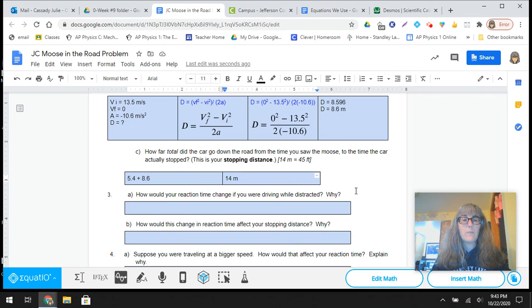So in question 3, how would your reaction change if you were driving while distracted? So if your friend sends you a Snapchat and you pay attention to it, or you're fiddling with the radio, or you're taking a sip of a drink, what is that going to do to your reaction time? And then what will the change in reaction time do to your stopping distance and why?